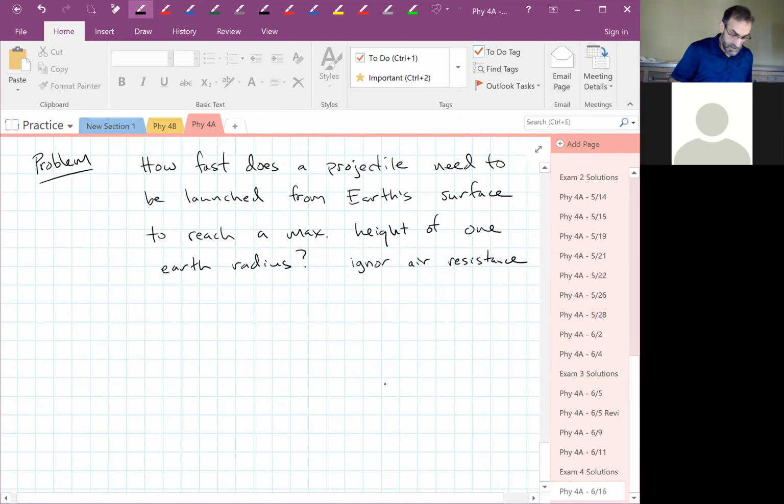So let me draw a picture of what's going on here. We have the Earth. We are going to launch something here. It's going to go up and come back, right? And we want this distance to be equal to an Earth radius.